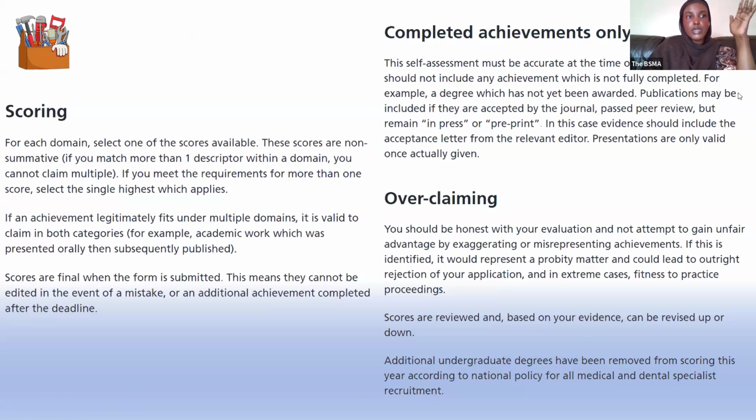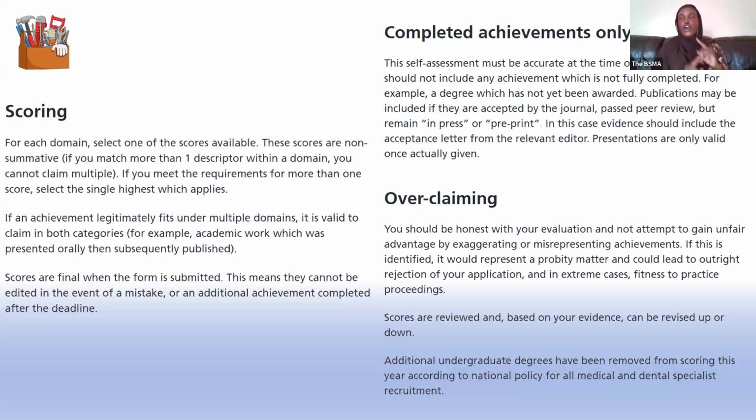So things that you need to be aware about is that with every domain, so the portfolio is divided into different domains, and each specialty has their own particular domains that they care about. But I'm going to show you there's a lot of similarities. So for instance, most specialties care about, do you have experience in teaching? Most specialties care about, do you have any publications? Most specialties care about, do you have any prizes?